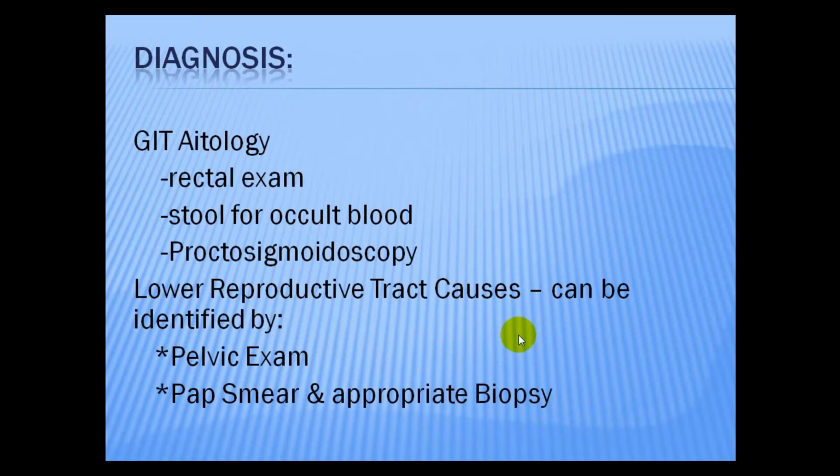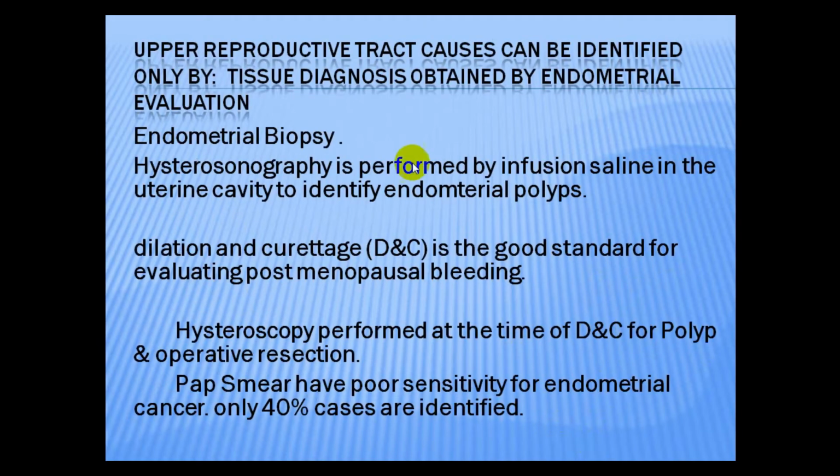Diagnosis is according to the clinical examination and ultrasound findings. First of all, for GIT etiology, a rectal examination should be done, with stool for occult blood, and proctosigmoidoscopy should be done. The lower reproductive tract is excluded by local examination if atrophic vaginitis, or by PV examination and pelvic exam, and a pap smear to exclude CA cervix, and an appropriate biopsy from the endometrium layer.